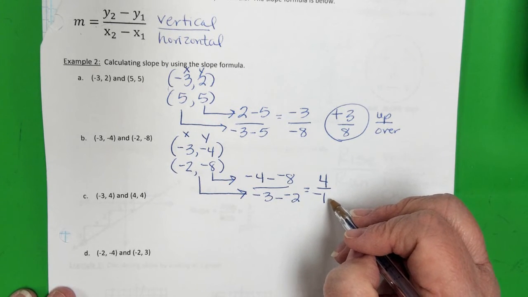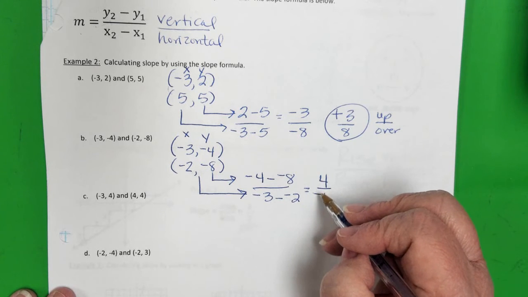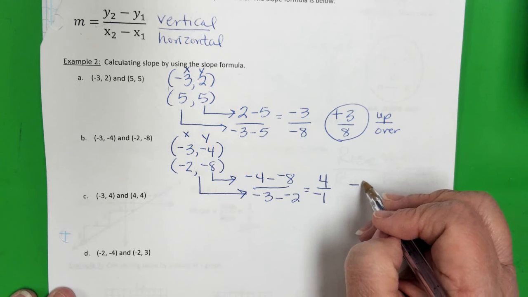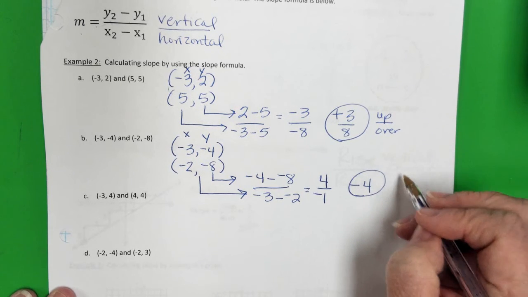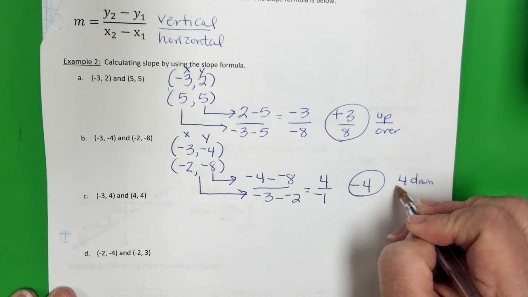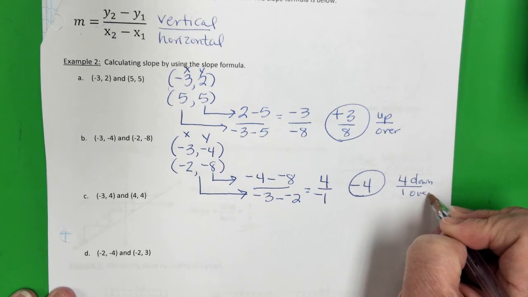Can't leave a negative in the denominator. A positive divided by a negative is negative. 4 over 1 can be simplified to simply 4. That means it goes down 4 and over 1.